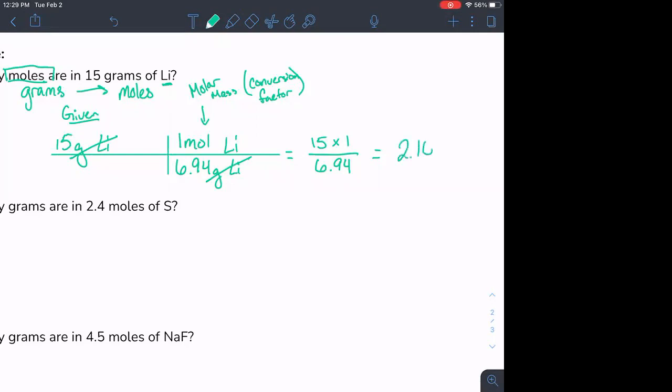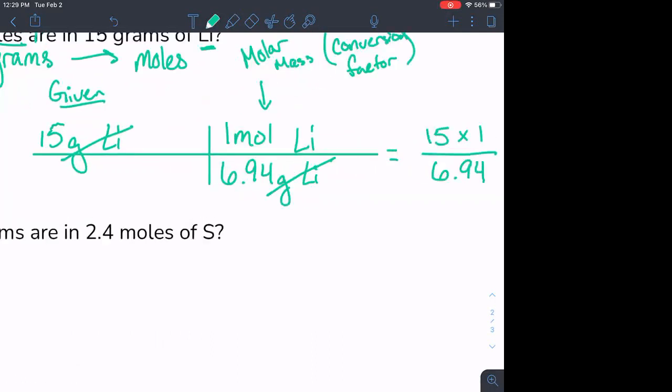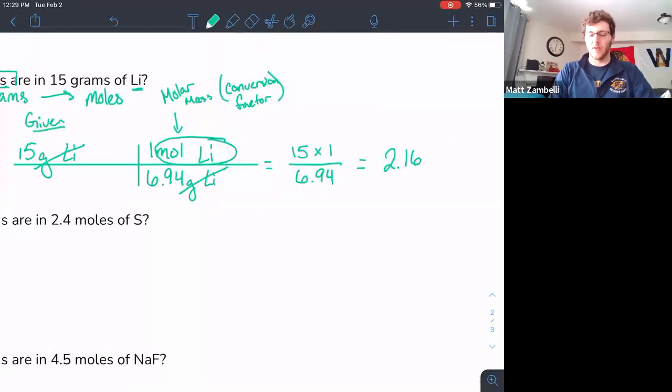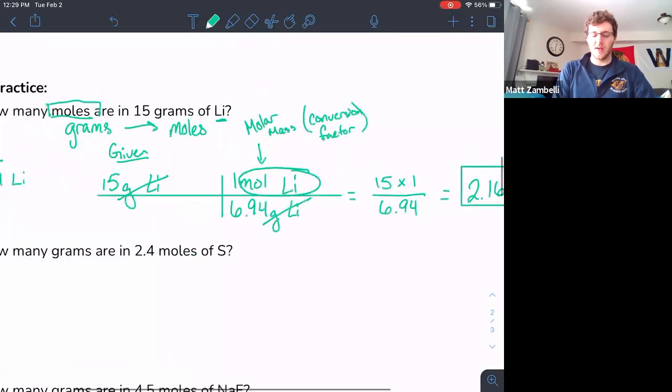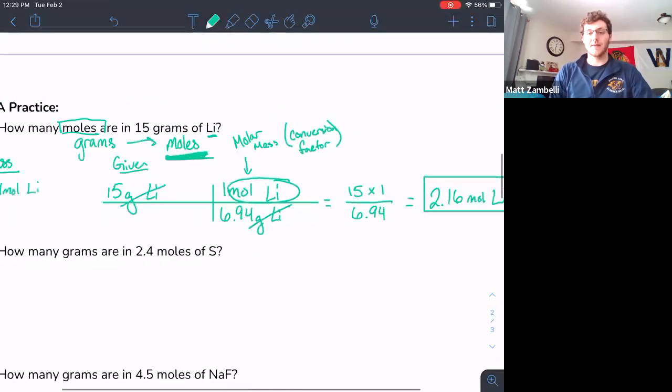2.16. 2.16 what? What are my units? Grams. Careful, not grams. What's left? What's left in our railroad tracks? 1 mole. Just the moles, right? Just those units of moles of lithium is the only unit left. So our units are going to be moles of lithium. And that should match up here with the units that we're trying to get to, which is moles, which means we did the problem correctly.